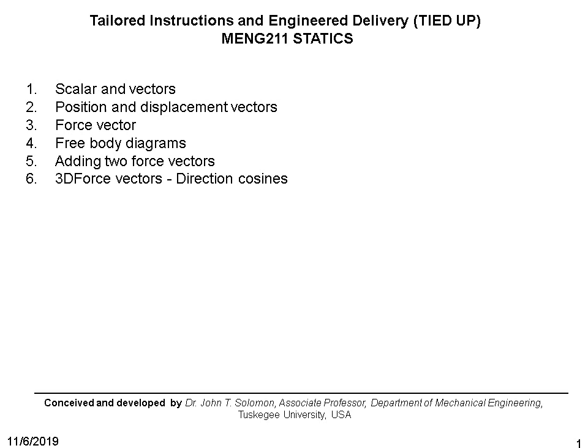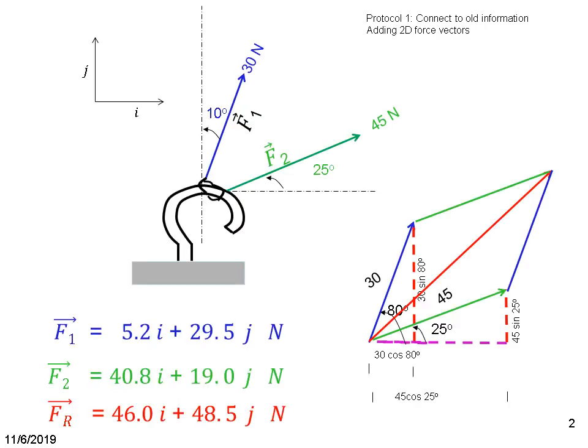Hello and welcome back. In this video, we discuss three-dimensional force vectors as well as the concept of direction cosines. In the previous video, we discussed how two force vectors can be added to find a resultant force vector. Just by adding the i components and j components, we get the resultant force vector.